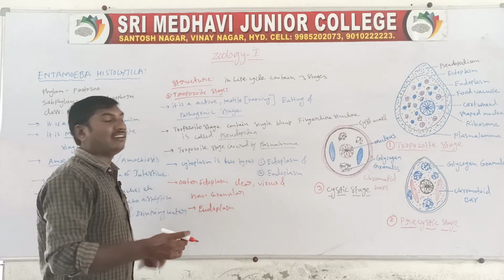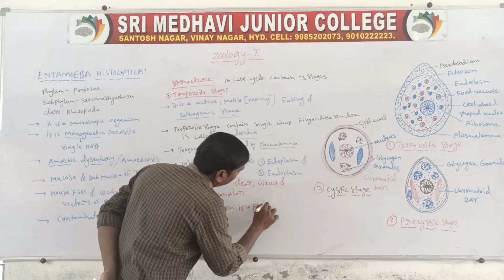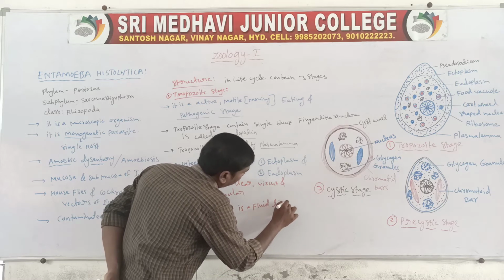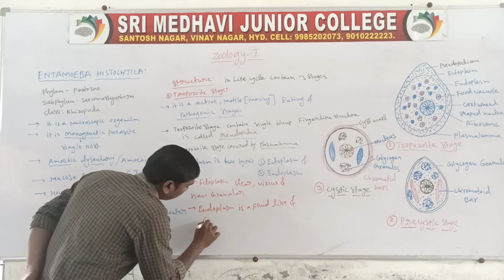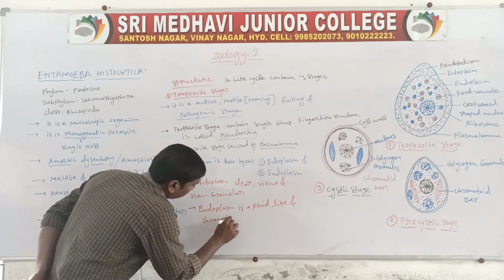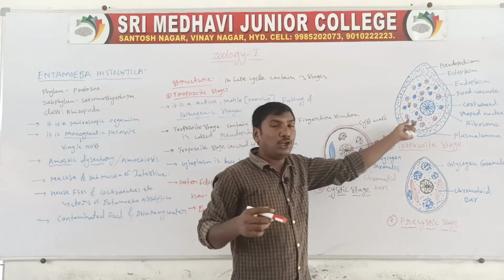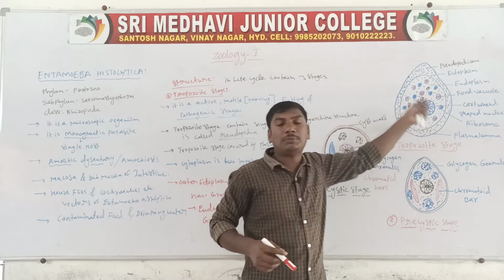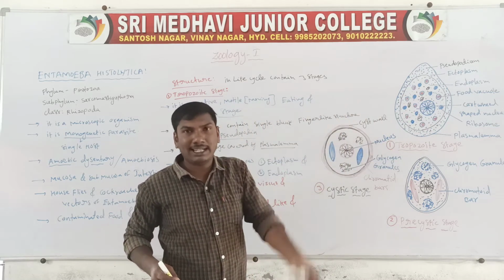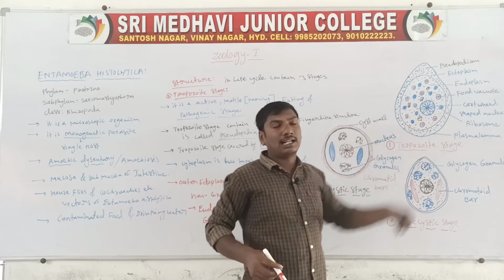Next one, the endoplasm is fluid-like and granular. So the ectoplasm is non-granular and the endoplasm is granular. Non-granular means the granules are absent, while the endoplasm contains granules.